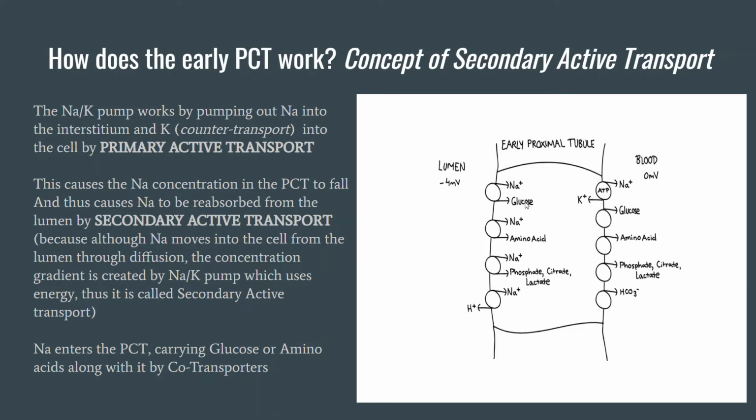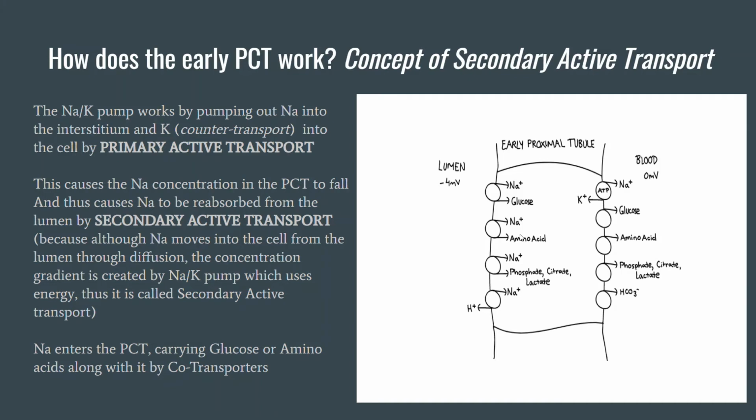And it carries along with it a lot of glucose and amino acids, depending upon the pump. So we see that the movement of glucose into the cell is actually by active transport, as it is sucked up against its concentration gradient because of the co-transporters. The movement of glucose is independent of the concentration inside the PCT, as we can see.